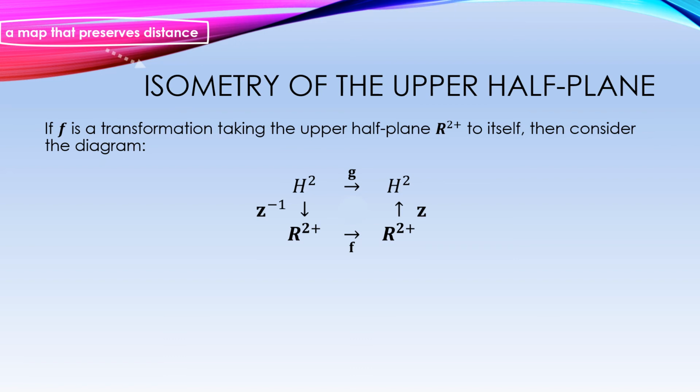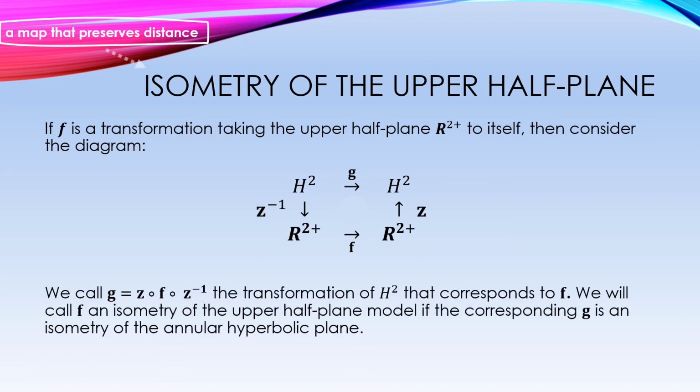Then our function G that we see taking the hyperbolic plane to itself can be defined as Z of F of Z inverse. And we can call our transformation F an isometry of the upper half plane model if the corresponding function G is an isometry of the annular hyperbolic plane. We're now ready to prove that G has distortion 1 at every point and is therefore an isometry.